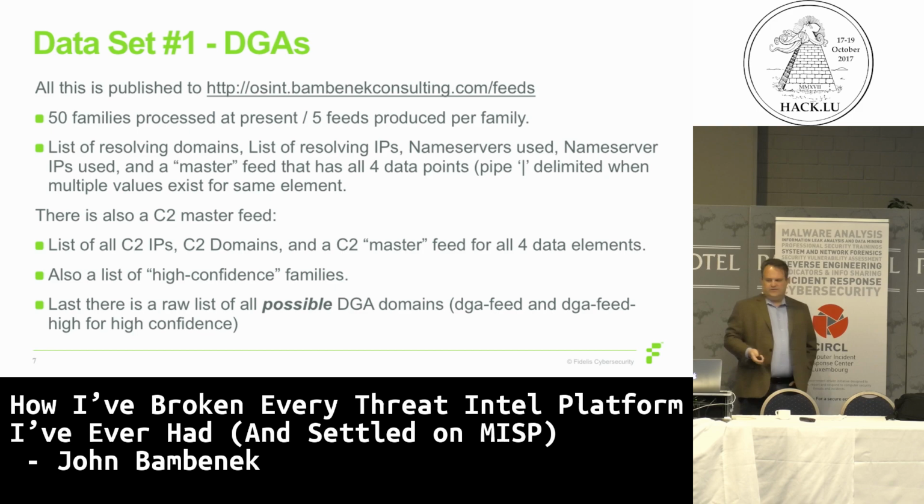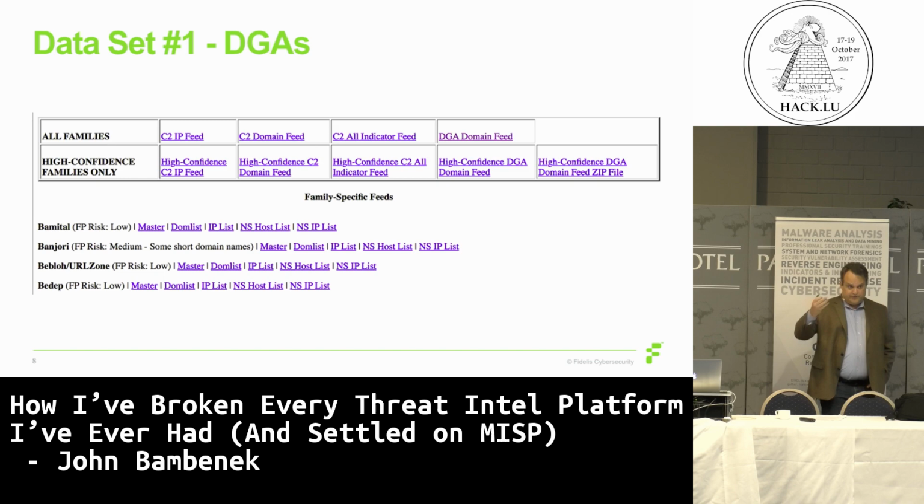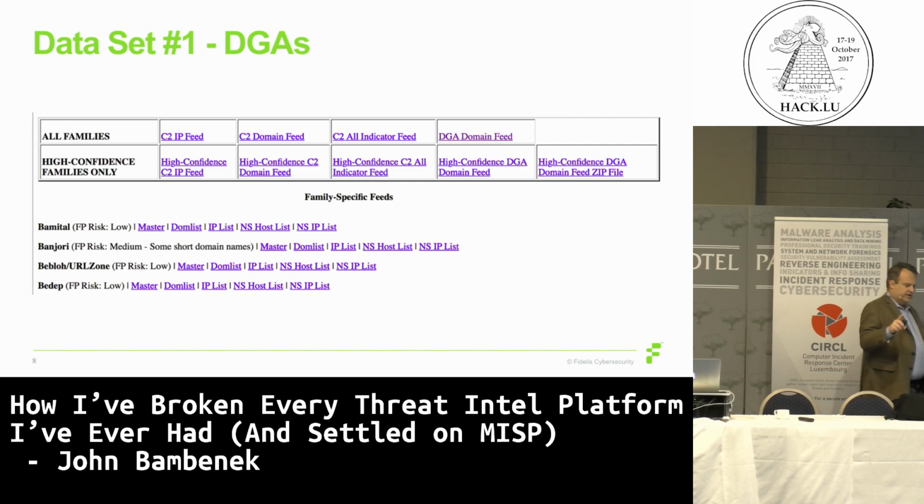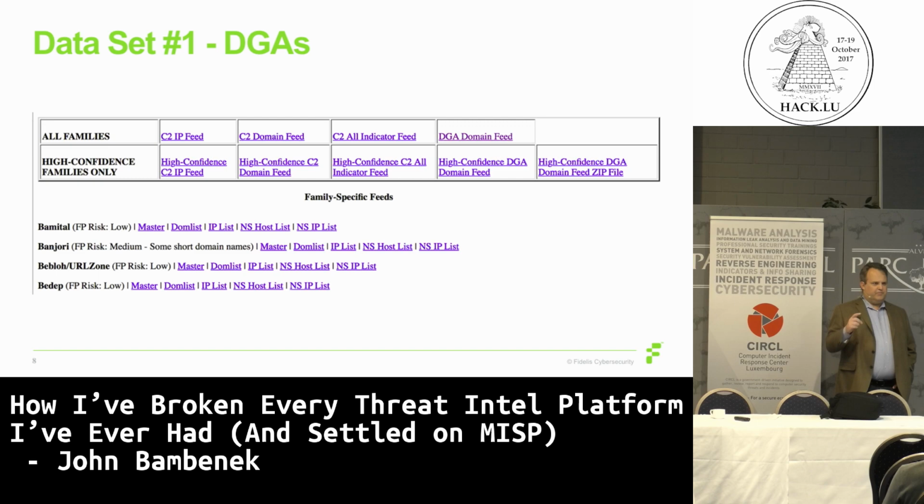an otherwise benevolent site. So this is what the HTML looks like. If you just go to OSN Bambenek Consulting feeds, every family's got one where there's a master where it lists all the domains that resolve, all the IP addresses, the name servers, and the name server IP addresses. Those family feeds, every feed except the full DGA list, is relatively short because I prune out sinkholes, parking IP addresses, stuff that I don't really care about, hopefully focusing just on C2s.